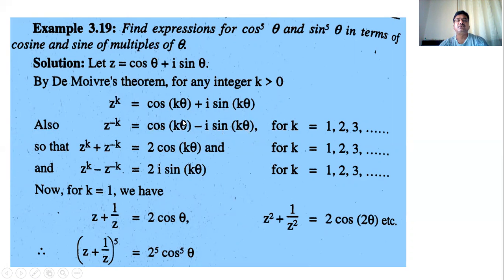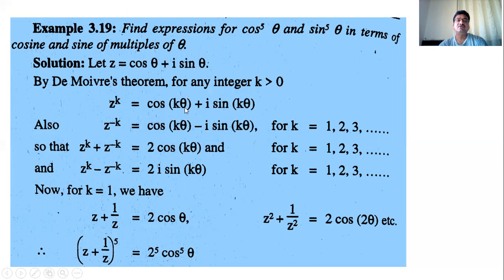So z raised to minus k is cos minus k theta plus i sine minus k theta, and cos minus k theta is cos k theta only, because cos minus theta is cos theta, and sine minus k theta is minus sine k theta, because sine minus theta is minus sine theta. And then their addition is 2 times cos k theta, because plus i sine k theta and minus i sine k theta becomes 0.